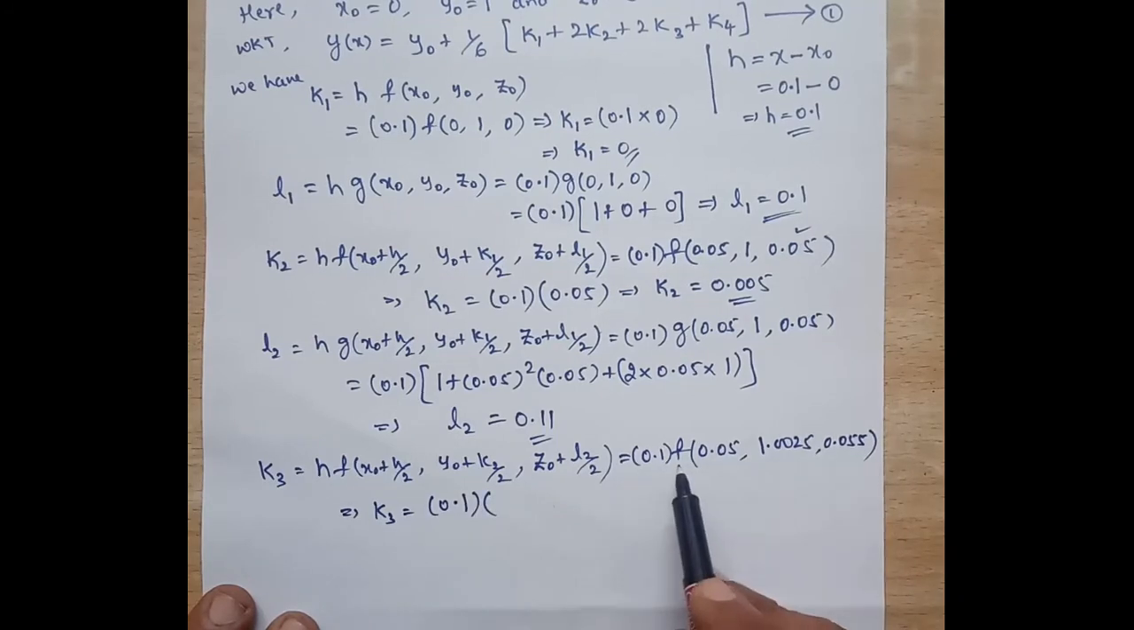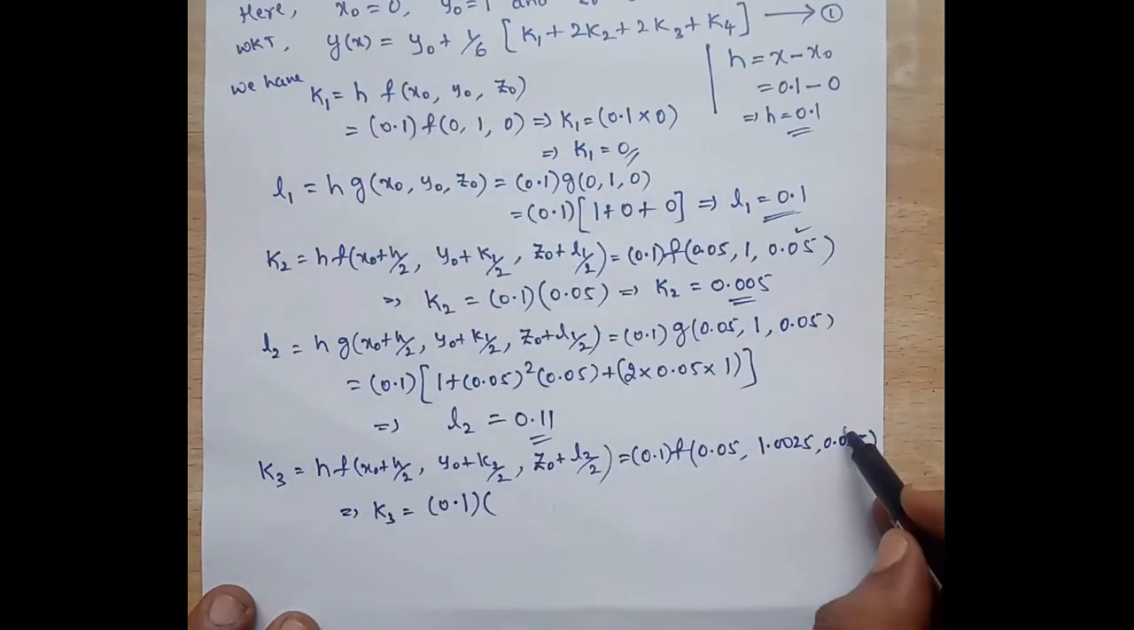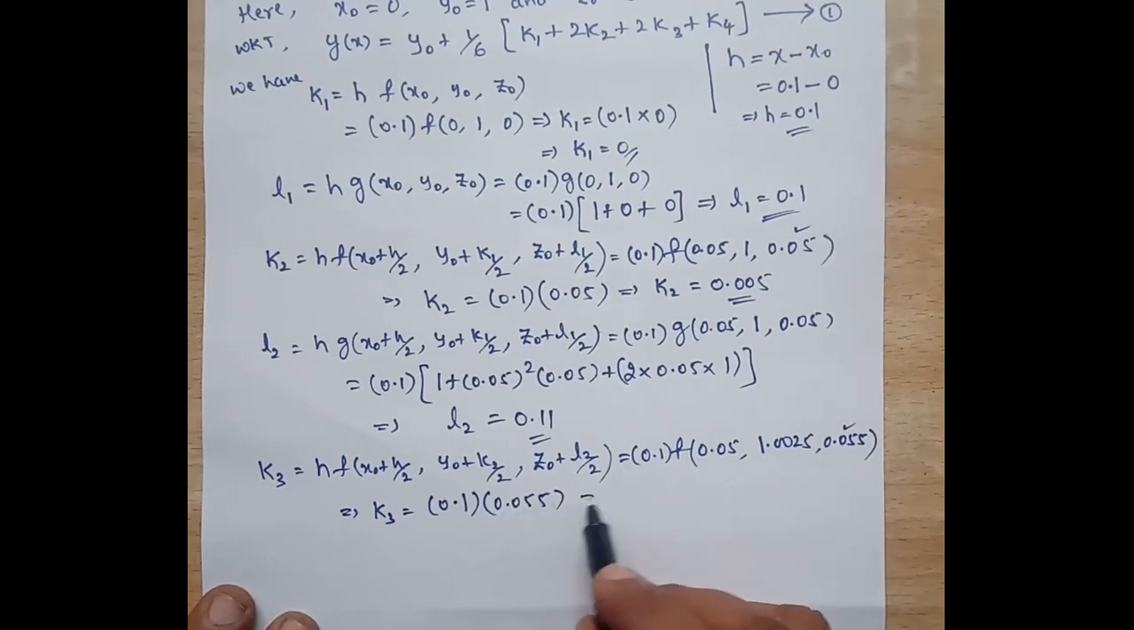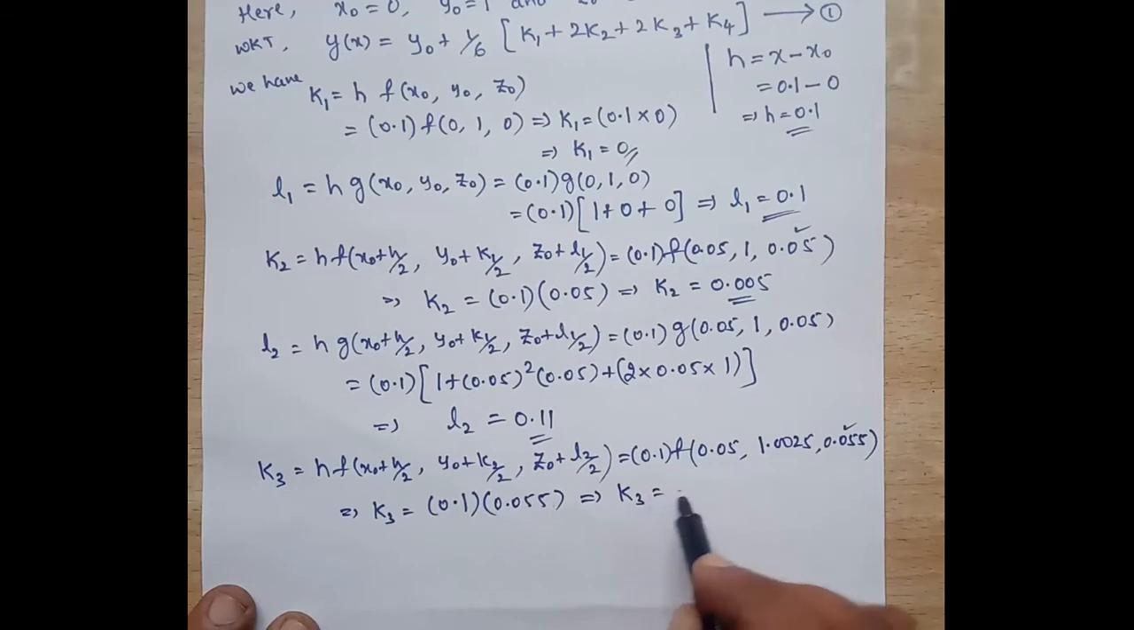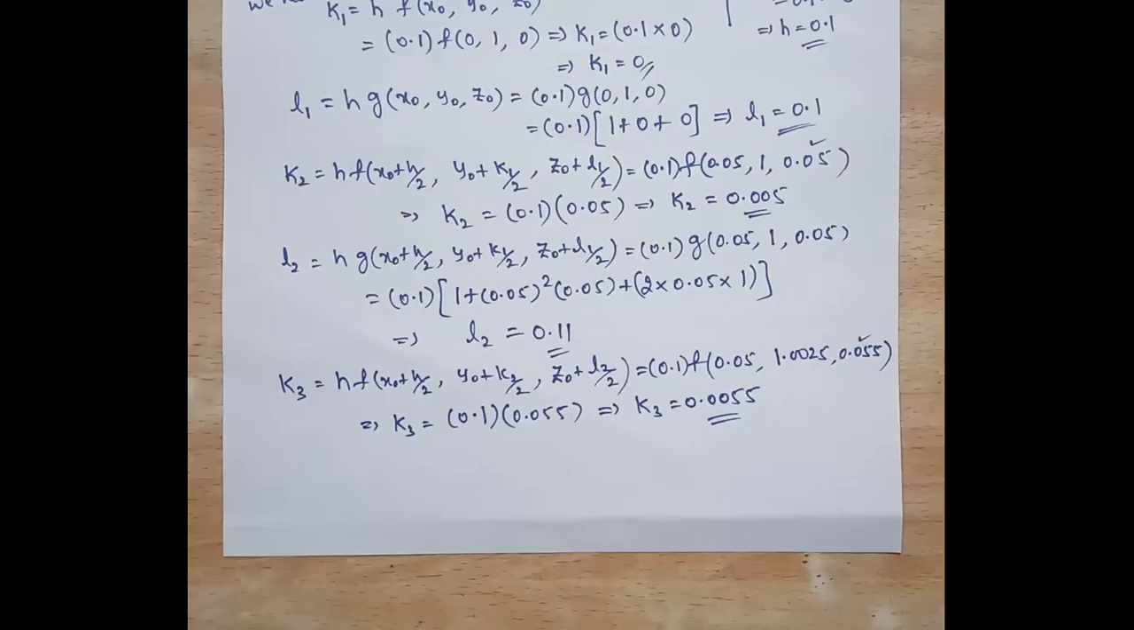What is f of this? You know, f is z, and what is the value of z? This one, 0.055. So if I multiply these two, we get K3 as 0.0055. So this is the value of K3. Right? This is the value of K3 here.